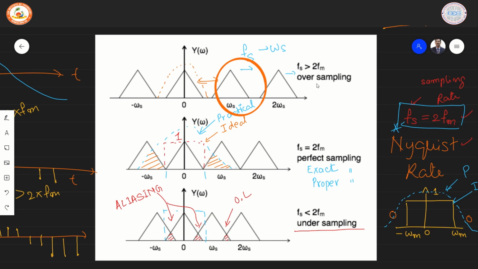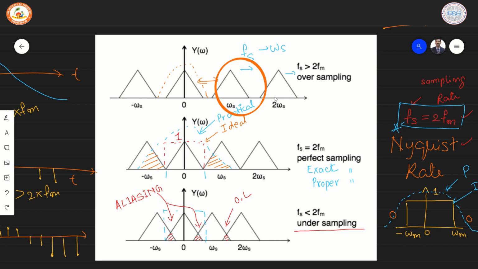The first one is said to be oversampling, where Fs is greater than 2 times Fm. Now we observe that the information is represented by the spectrum. You can see the center frequency for the first term is 0, and on either side we have copies of the same information, or the spectrum is illustrated to be symmetric.